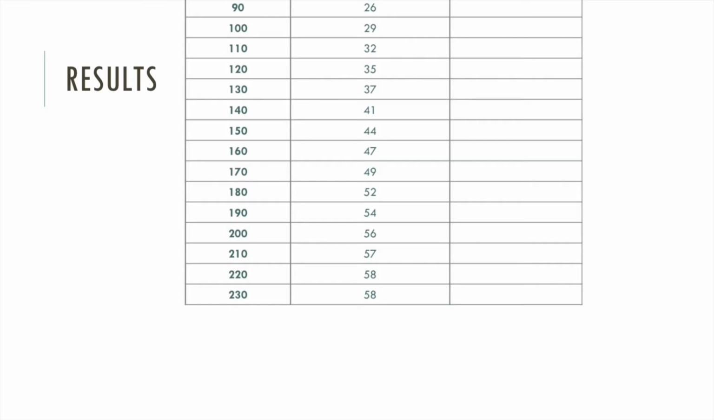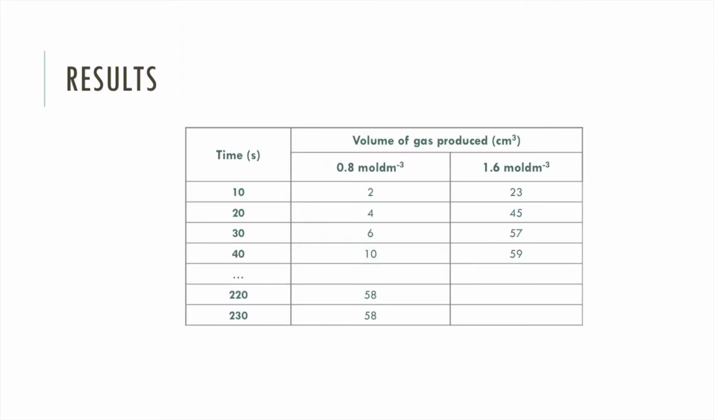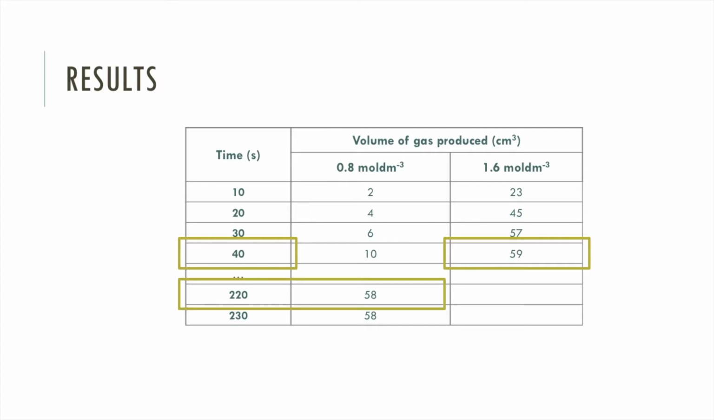Now I'm just going to alter this table slightly and get rid of the middle readings for now, so we can make some comparisons. The reaction with the acid of higher concentration finished much sooner than the reaction with the acid of lower concentration. You can see the high concentration acid reaction was over at 40 seconds, but the low concentration reaction wasn't over until 220 seconds.